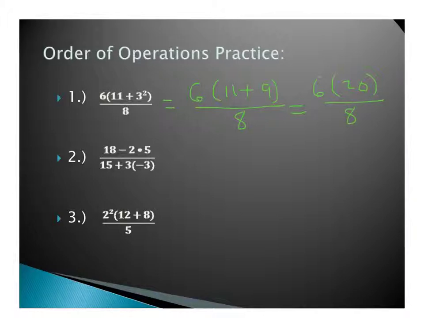Now I've got my multiplication and division. So 6 times 20 is 120 over 8. And then 120 over 8 gives me 15. So if you think you have the hang of it, why don't you pause the video and try the next couple on your own. Hit play when you're ready, and I'll go through them.